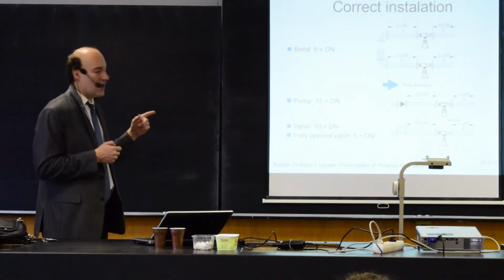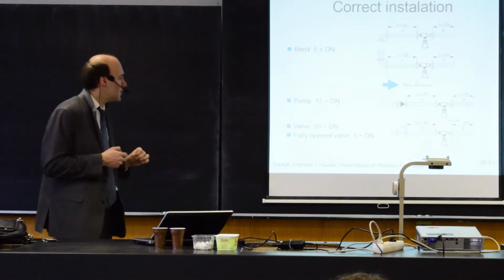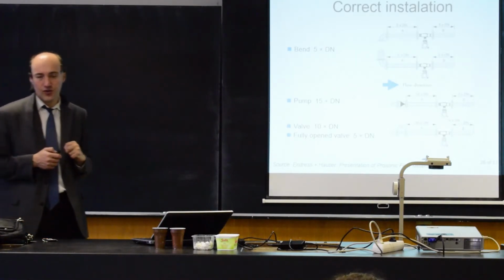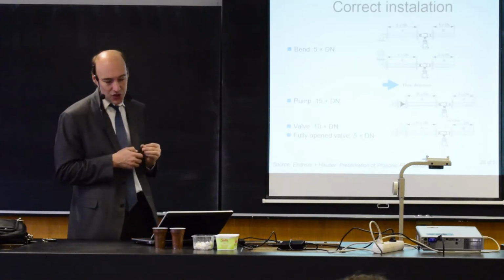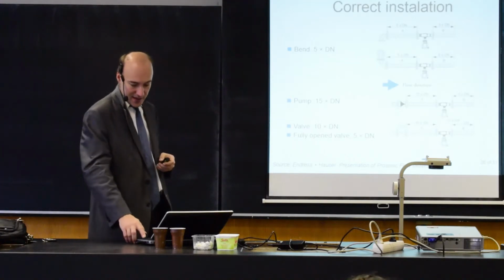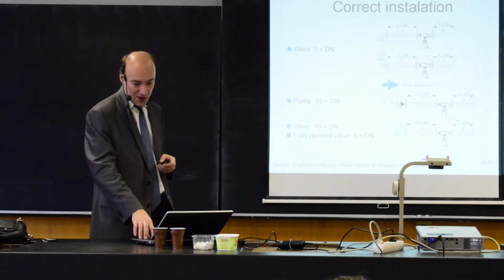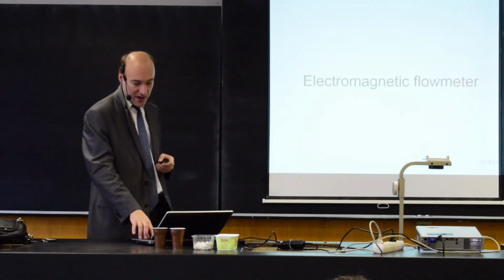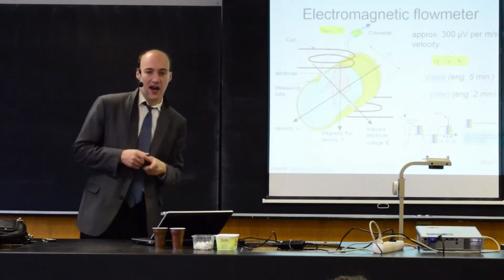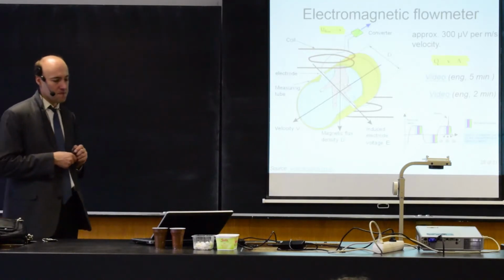So all that will apply for the 2 remaining sensors will also apply for this ultrasonic sensor in terms of installation direction. Any questions so far? Okay, good. The third flow meter will be the electromagnetic flow meter.